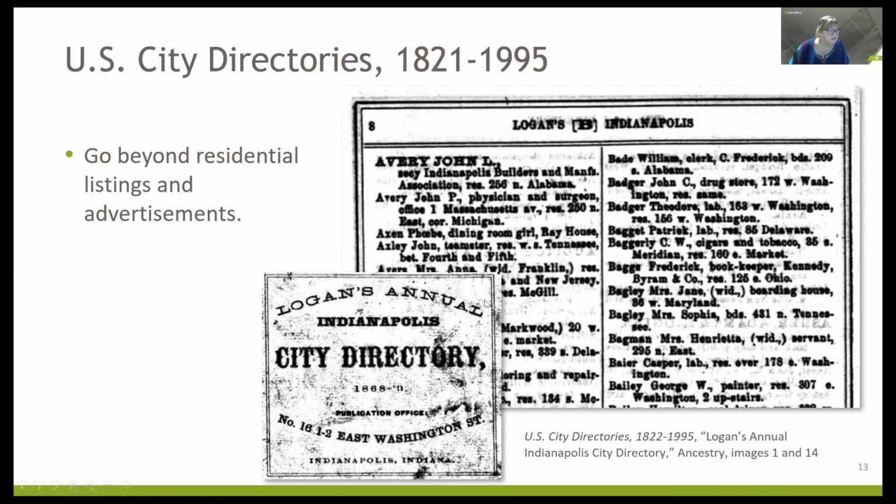So don't overlook this collection, and it's well worth browsing some of these too. They're alphabetical. You can find the table of contents pretty easily, and then start browsing around and see what types of things are in there that you can use.